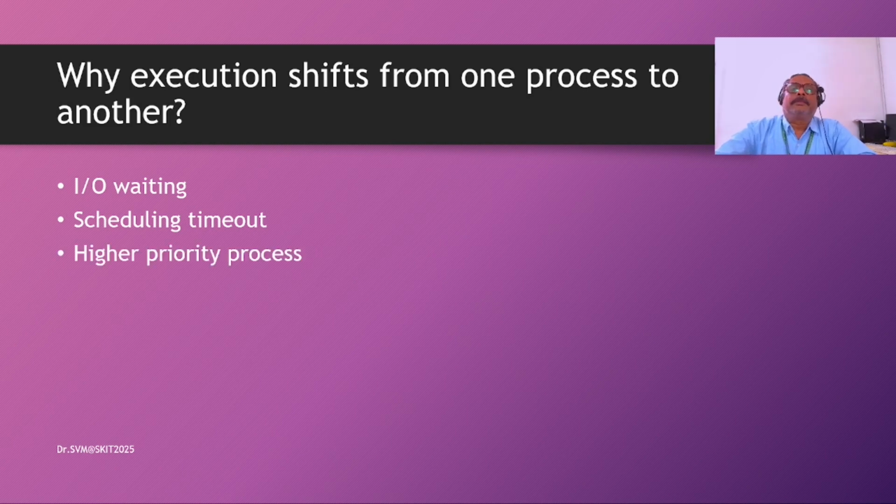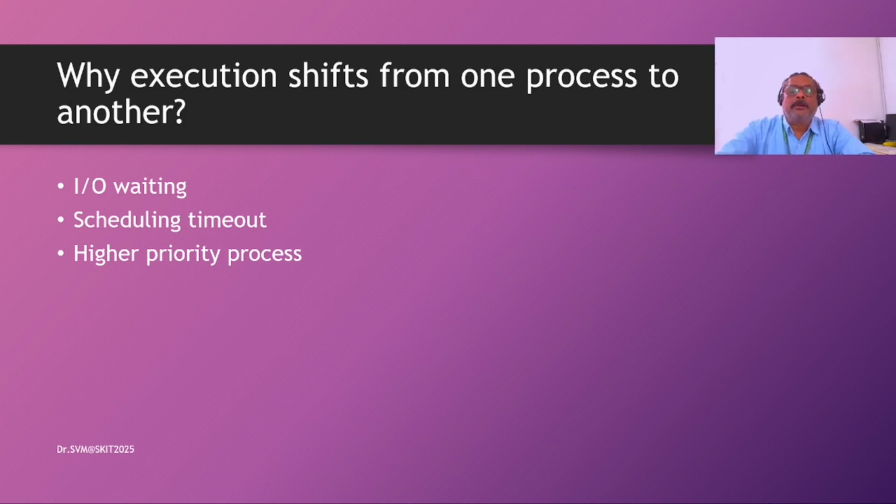In the third case, one process, maybe a low priority process, is running, and while it is running, a high priority process comes and asks for the CPU's time. Then the low priority process is forced to stop, and the chance is given to the high priority process. So these are the common three reasons for shifting the allocation of the CPU from one process to another process.